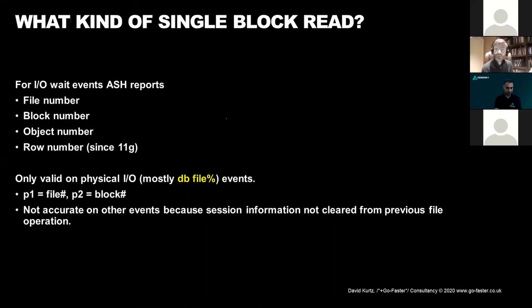What kind of single block is it? Well, you can start now to look at the file, the block, the object, and since 11G, the row number. It only works, as I said before, where it's a physical file object, and they will be where P1 is file and P2 is block.